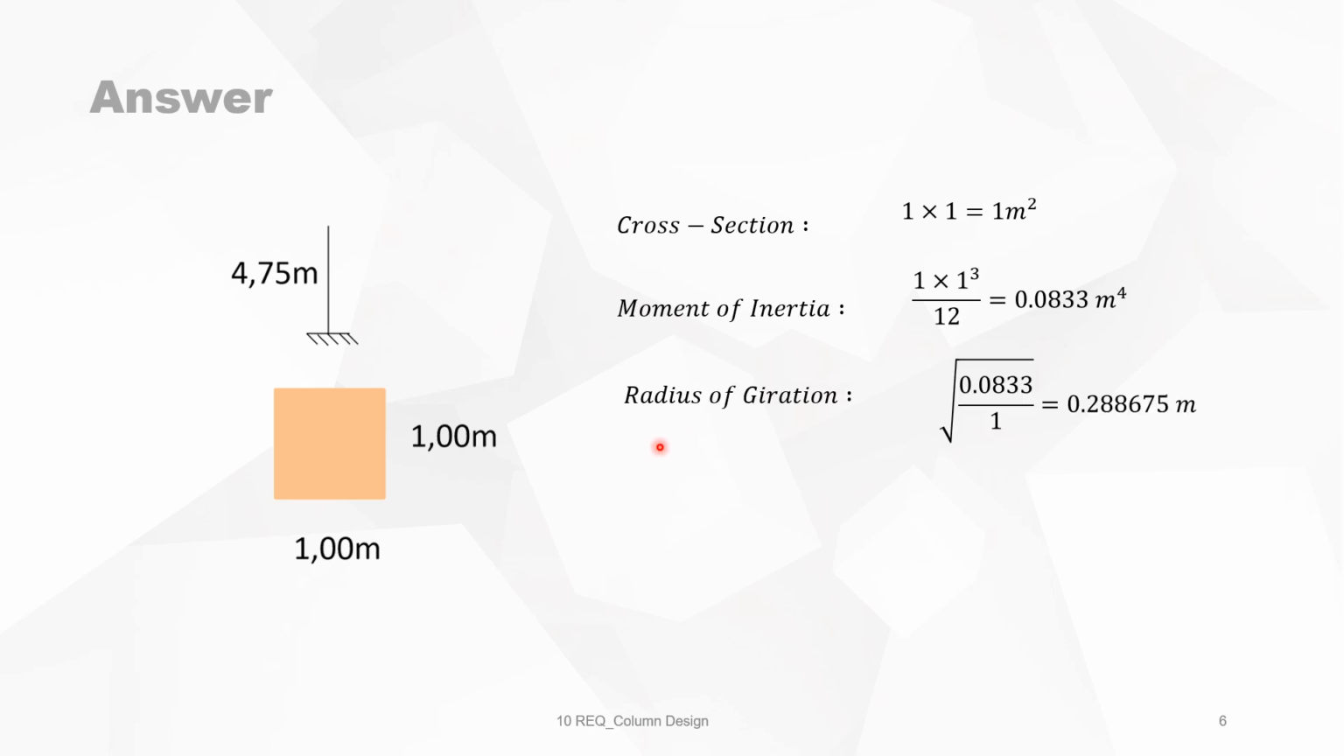The radius of gyration is the square root of the moment of inertia divided by the cross section. It's 0.29 meters. And the effective length for this type of column is 2 times the length, 4.75, so it's 9.5 meters. And the slenderness is effective length divided by the radius of gyration and becomes 33.